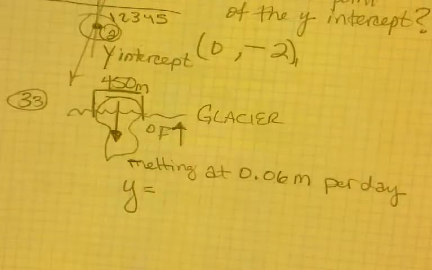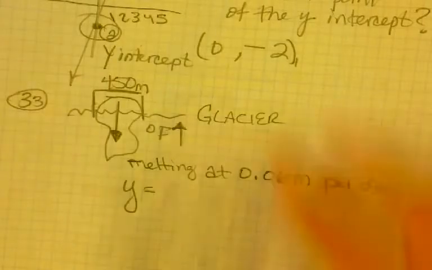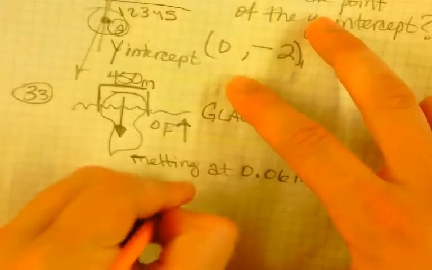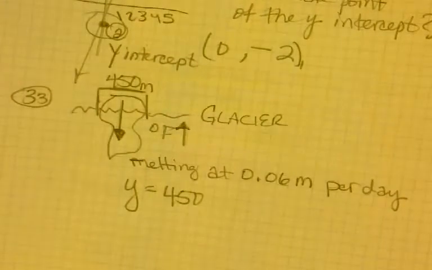All right, so Mr. Antonio, what's the amount of ice? How big is your glacier today? What did we start with? We started with 450. Good. So let's put that on there. We know for a fact that that's how big the ice is.